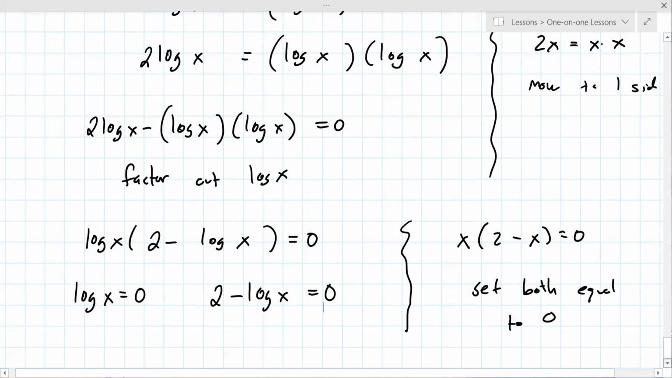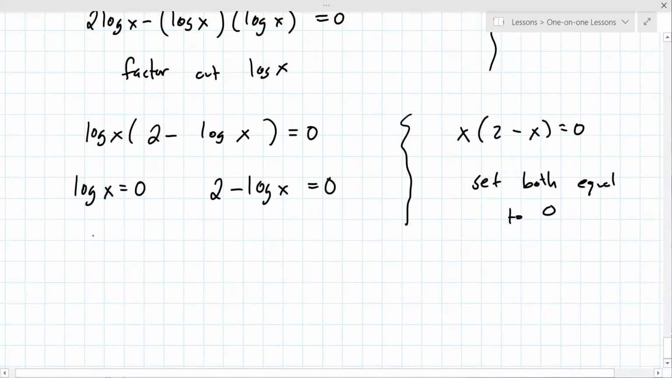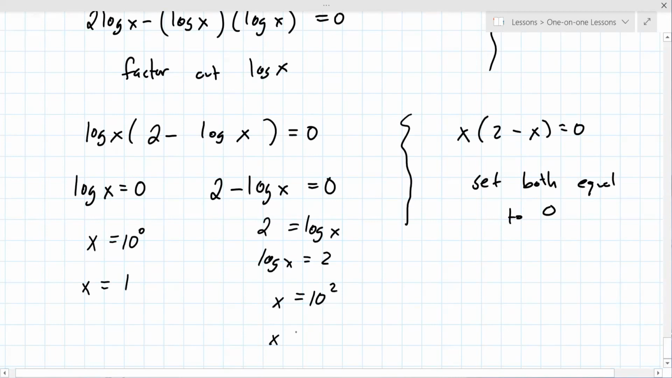Okay, now on the left here, you know how to do this. You use base 10, so x equals 10 to the 0 power, which is 1. On the right, though, we haven't really done one like this. You would add log x to both sides, so it's 2 equals log x. And we can just rewrite it here, log x equals 2. So you undo it with 10, so x equals 100. That's a better way than what the book did. Yes, yes.